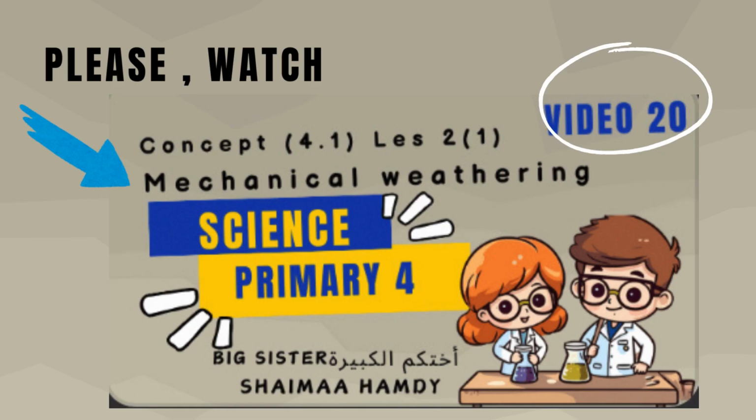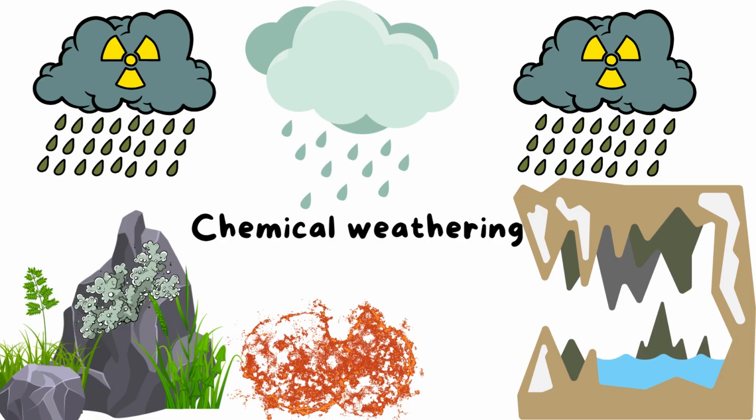So, let's start. Last time, we talked about the types of weathering, and we took the first type, mechanical weathering. If you didn't watch the mechanical weathering video, please watch it before this video, okay? Now we will continue and take the second type of weathering, which is chemical weathering.